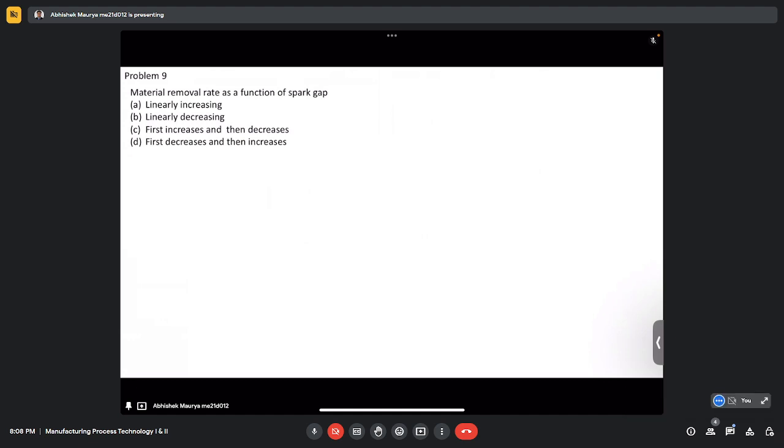Yes, I am waiting for others. Okay, so let's quickly discuss this problem. The material removal rate as a function of spark gap. So what is the material removal rate? Material removal rate is directly proportional to the energy stored by the capacitor for the discharging, that is equal to half C VD square, and also how many sparks are generated in 1 second. That is nothing but the frequency.